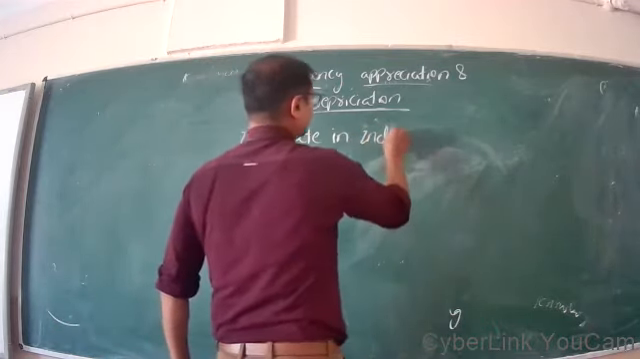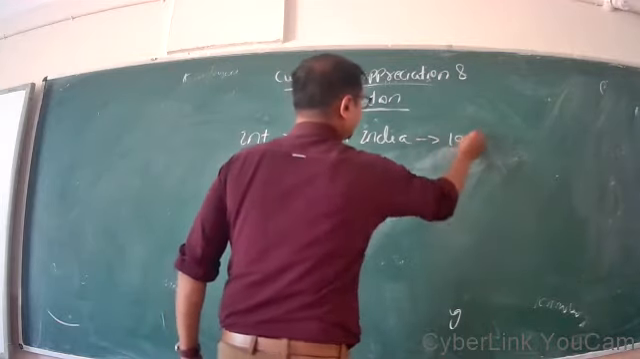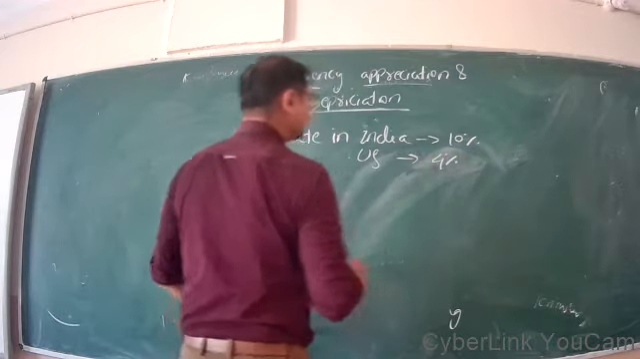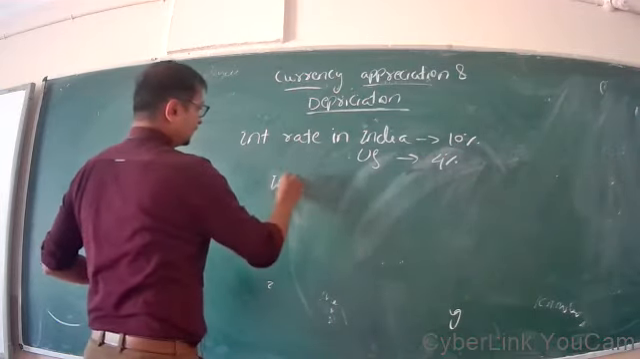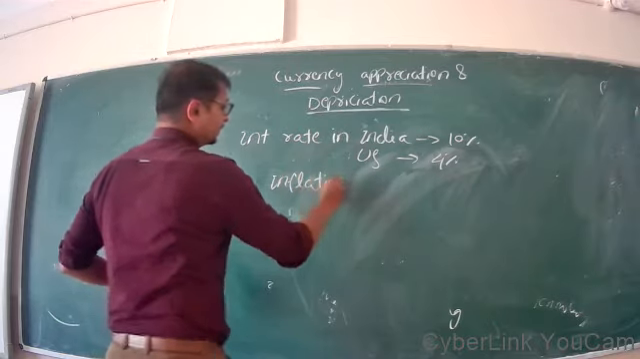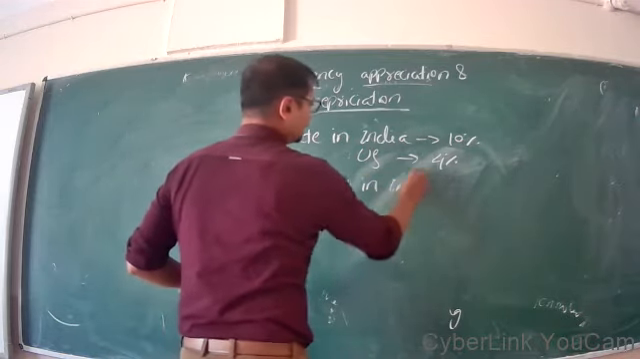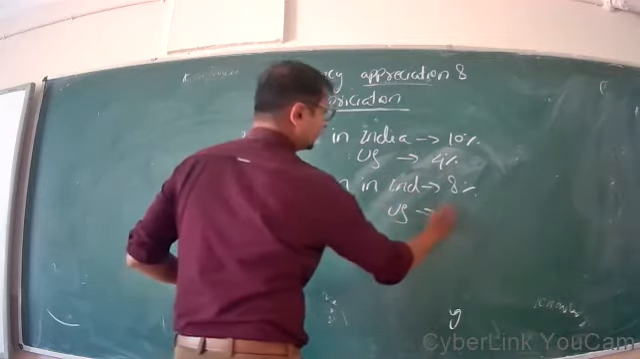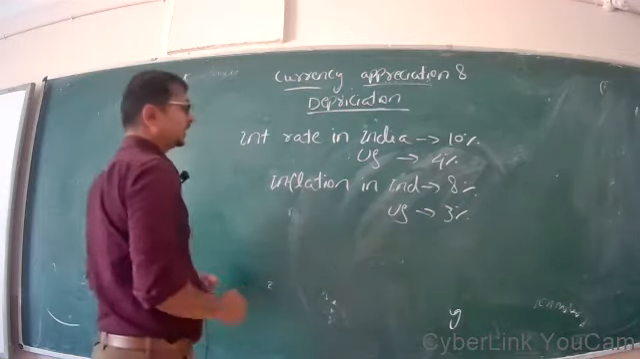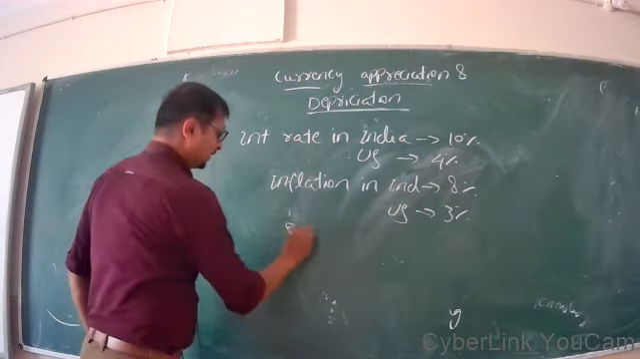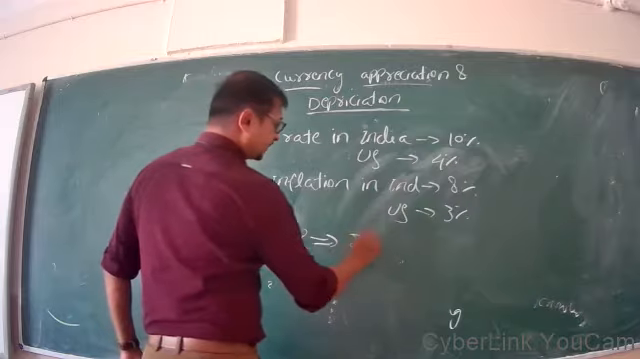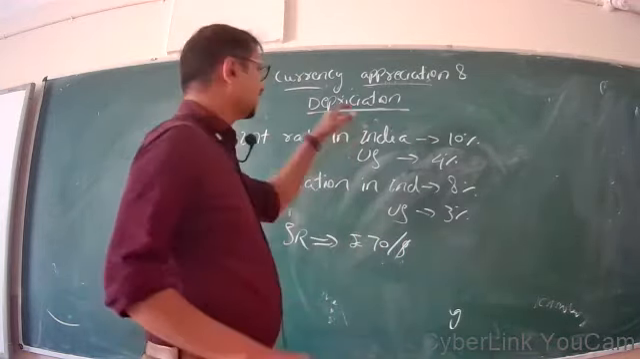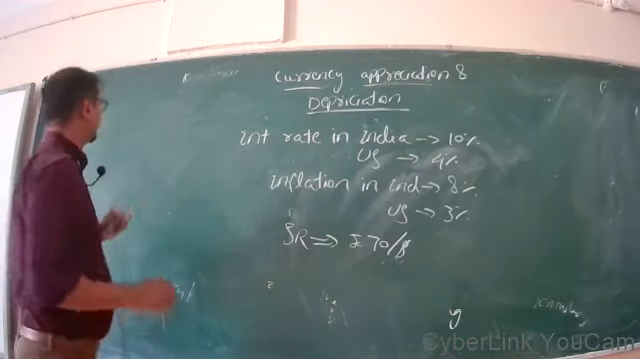Say, for example, the interest rate in India is 10% and in the US it is 4%. The inflation rate in India is 8% and in the US it is 3%, with everything else assumed. The spot rate, or prevailing market rate, is rupees 70 per dollar. What will be the new exchange rate after adjusting for interest as well as inflation rate?